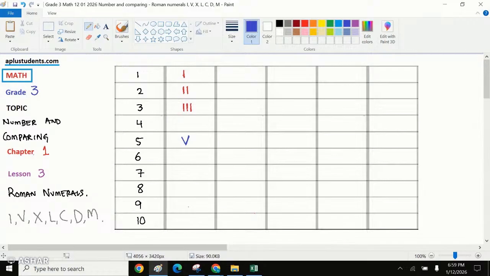Hi everyone, welcome to the class. We are looking at Roman numerals.